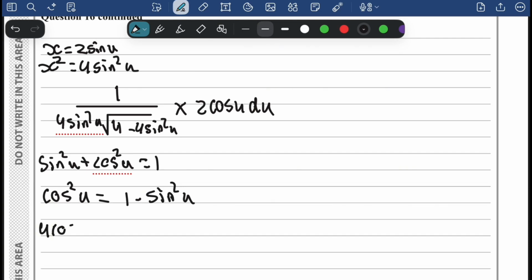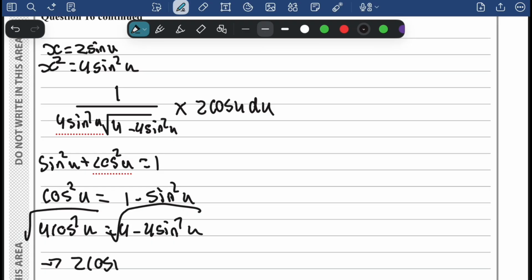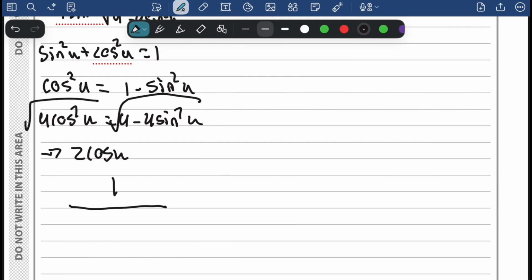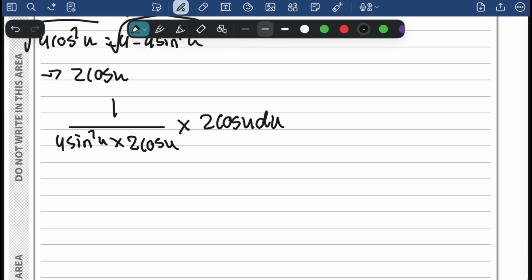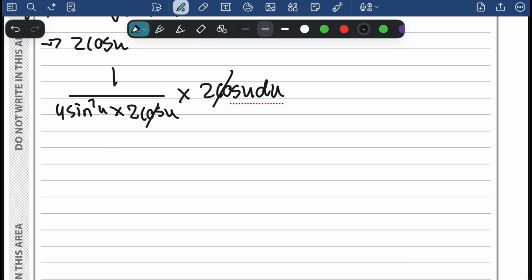So that means 4 cos squared u equals 4 minus 4 sine squared u. And then it's just the square root of that, right? Well, the square root of 4 cos squared u, if we square root both sides, is just going to be 2 cos u. So now we have 1 all over 4 sine squared u times, sorry, 2 cos u, because that's the square root, multiplied by 2 cos u du. And when we multiply these together, the 2 cos u's will cancel out, and we'll be left with 1 over 4 sine squared u.